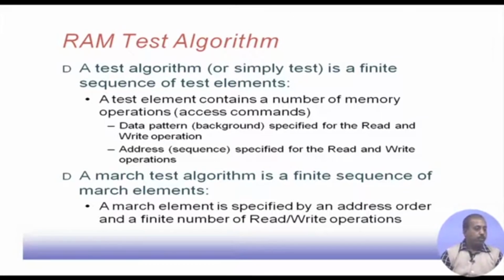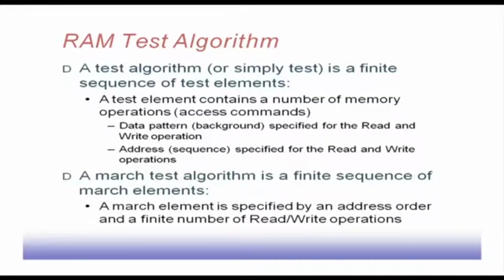So, these main memory test algorithms are known as march test algorithms, because they define some sort of marching pattern through the memory. This march test algorithm is also a finite sequence of march elements, just like any test algorithm is a sequence of test elements. Again, a march element is specified by an address order and a finite number of read-write operations. So, each element will tell me in which order I am going to do the read-write operations, and second, it will tell what the read-write operations are that we are talking about.